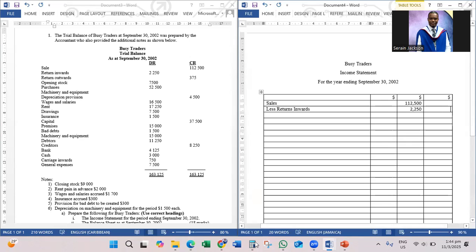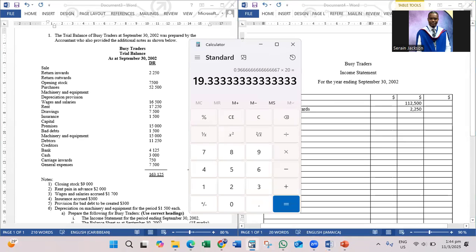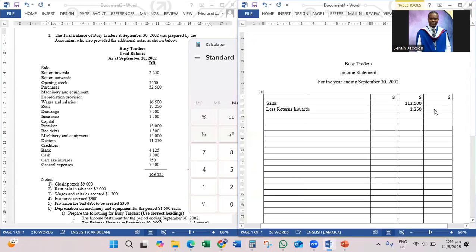And we do the subtraction, get the calculators out, people. So it is 112,500 minus 2,250. That leaves us with 110,250. That is our net sales. So we move to the next heading now. Less cost of sales, and remember that this is just a heading.